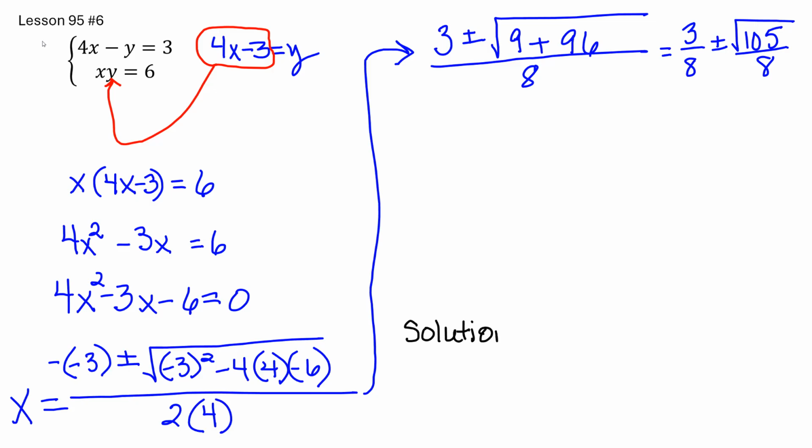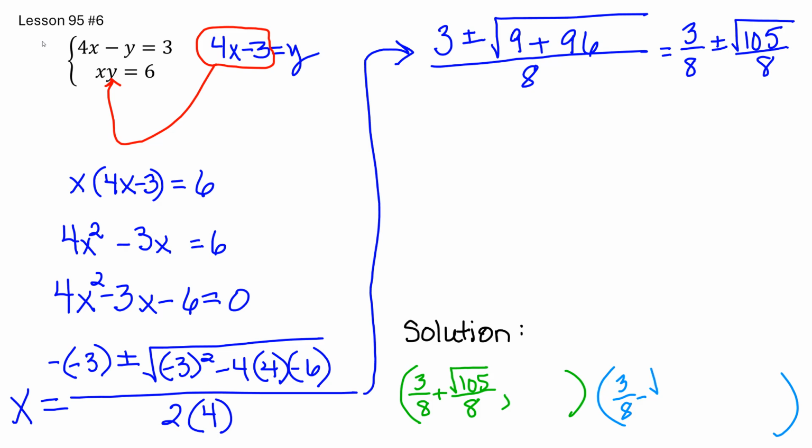These are the x's because that's what we solved. We solved for 4x squared minus 3x minus 6 equals 0, and we got these values. So these will go in the coordinates. They will go in for x. So 3/8 plus the square root of 105 over 8 and 3/8 minus the square root of 105 over 8. Those are our x coordinates.